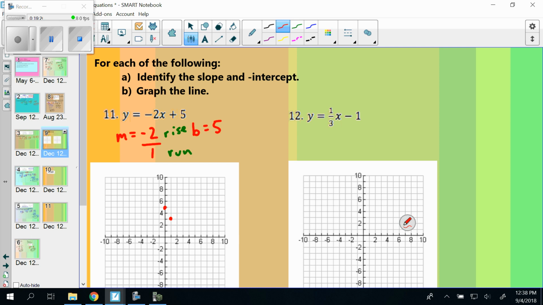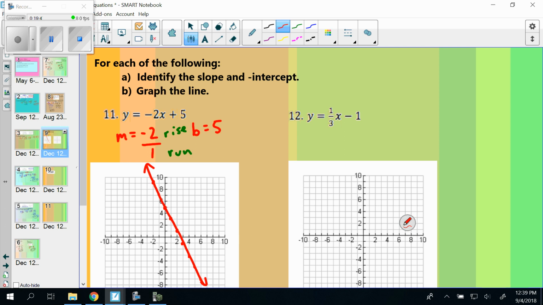And then just keep repeating that. Down 2, right 1. Down 2, right 1. And you can continue that pattern forever to get the line. Now you can also go the opposite way to get the other side of the line. So we could also go up 2, left 1, and that would also be a slope of negative 2. Connect the points, and you get the line graphed out.